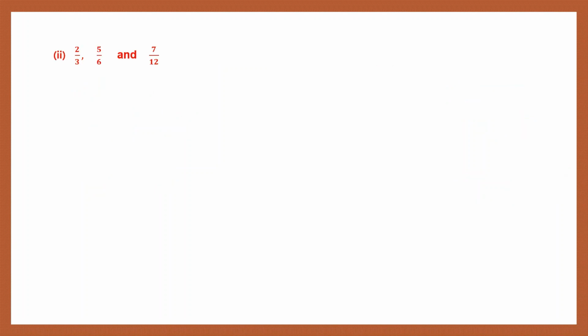Question 2. The three fractions given to us, 2 by 3, 5 by 6 and 7 by 12, and the denominators are all different. We have to convert them into fractions with the same denominator. So first step, let's write down all three fractions. So we have 2 by 3, then we have 5 by 6, and we have 7 by 12. Now the denominators are different, so we have to find the LCM of the denominators, 3, 6 and 12.